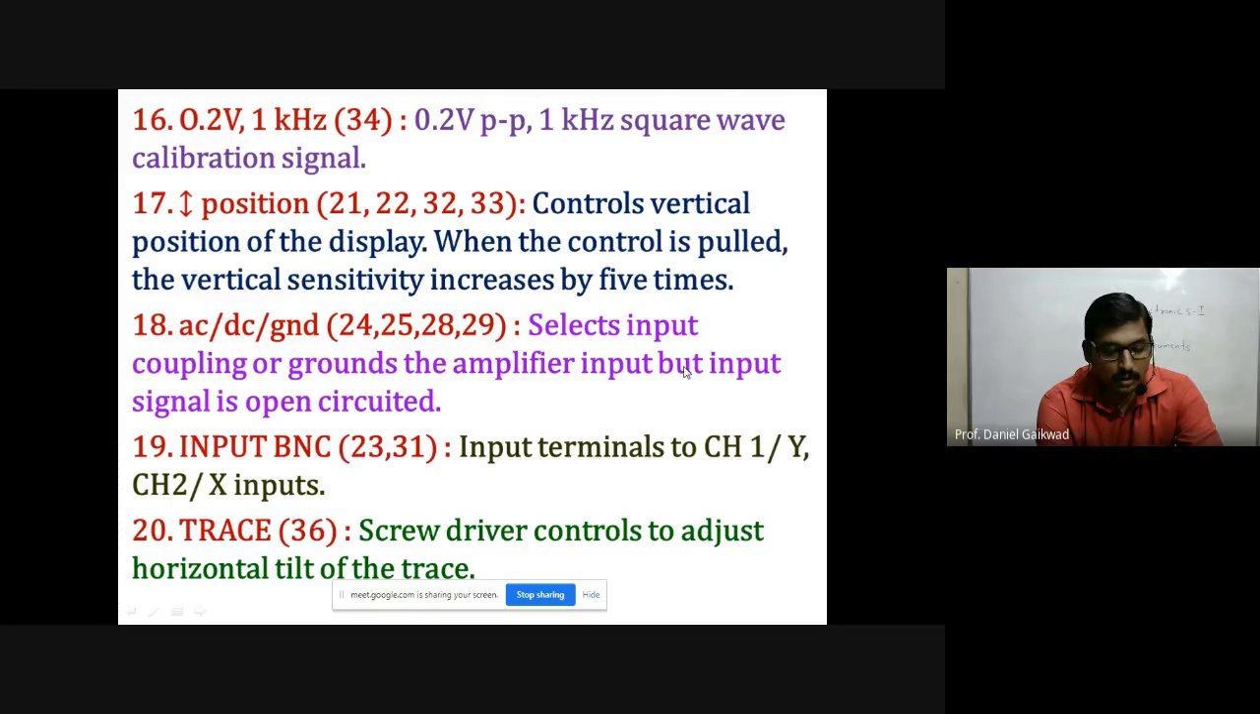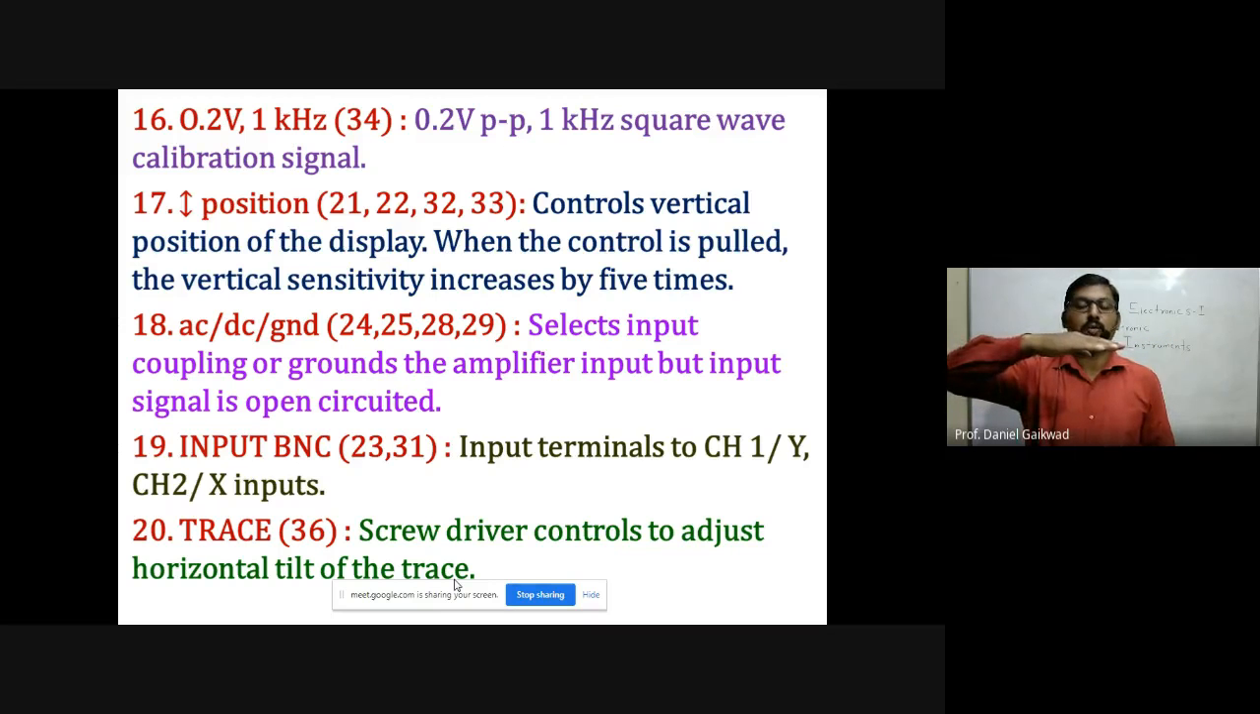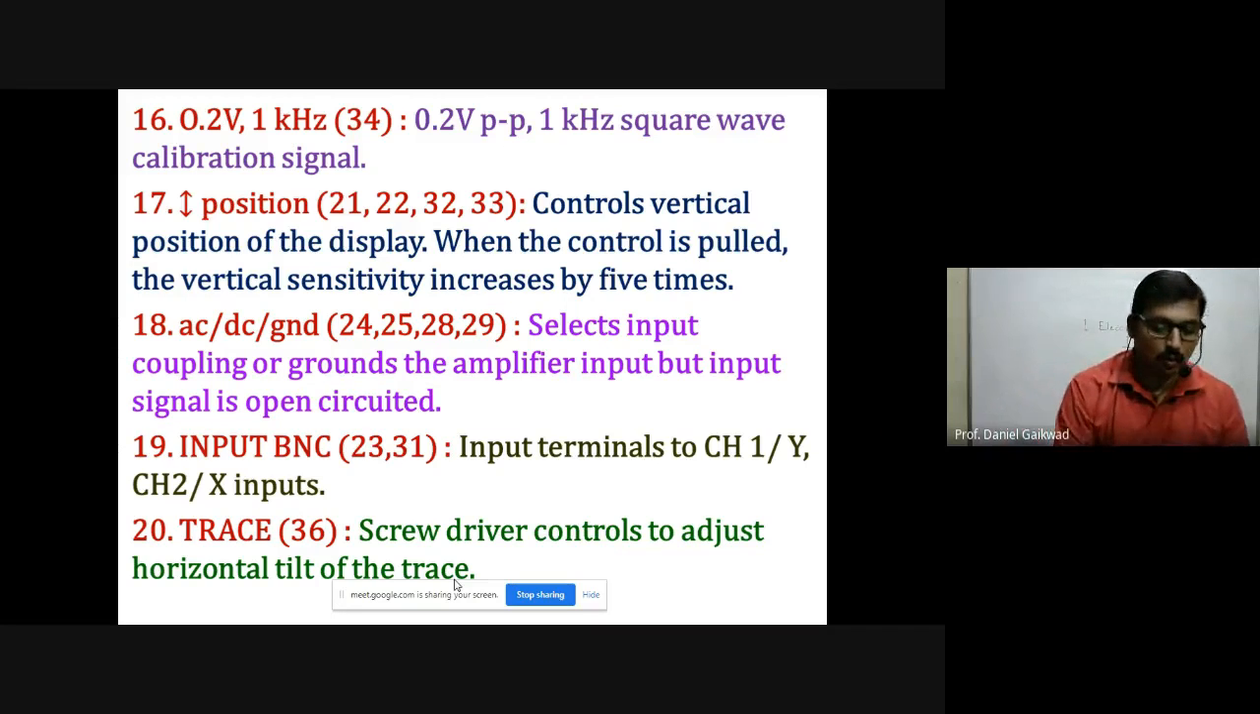Okay, next is the number 20, trace. Number 36, a screwdriver control to adjust the horizontal tilt of the trace. Suppose the beam is required to be horizontal. If it is inclined slightly, then with the help of the screwdriver we can bring it to the horizontal position. With the help of that number 36, a screw-like arrangement, we can adjust the horizontal tilt.